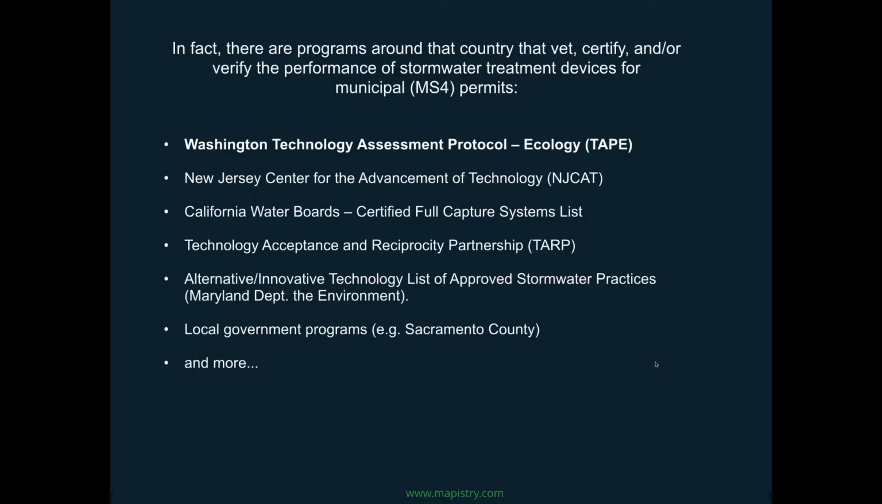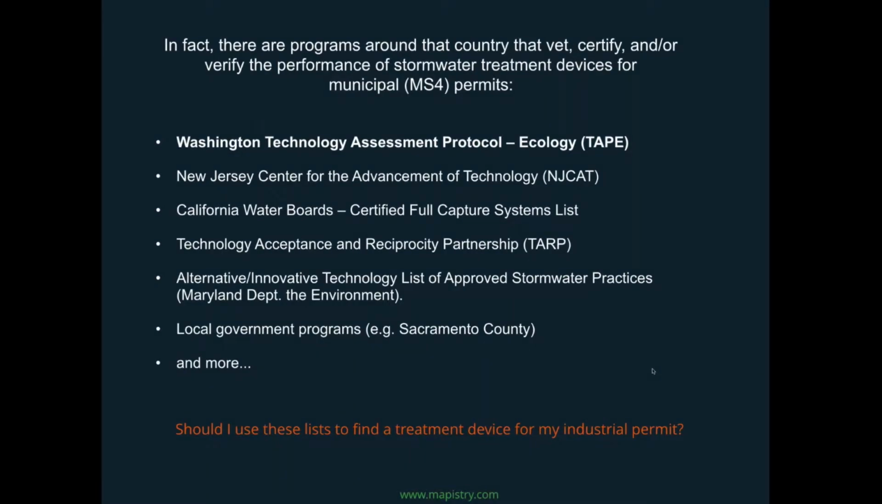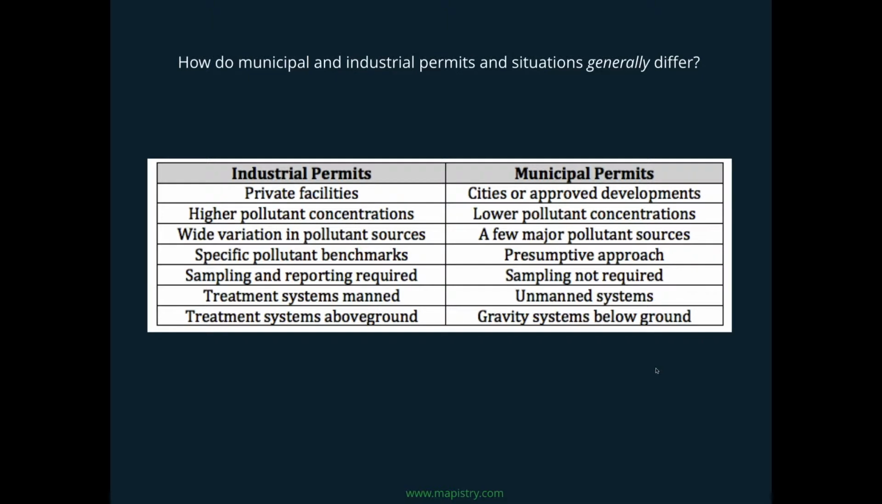It can get kind of confusing or a little bit muddled on what you want to select for your treatment device. The question is, and I think I just answered that, should I use these lists for selecting my industrial permit treatment device? And the answer is almost always no. How do municipal and industrial permits generally differ? Industrial permit facilities are usually private facilities. There are some governments in there. The municipal permits are cities or county projects or approved private developments.